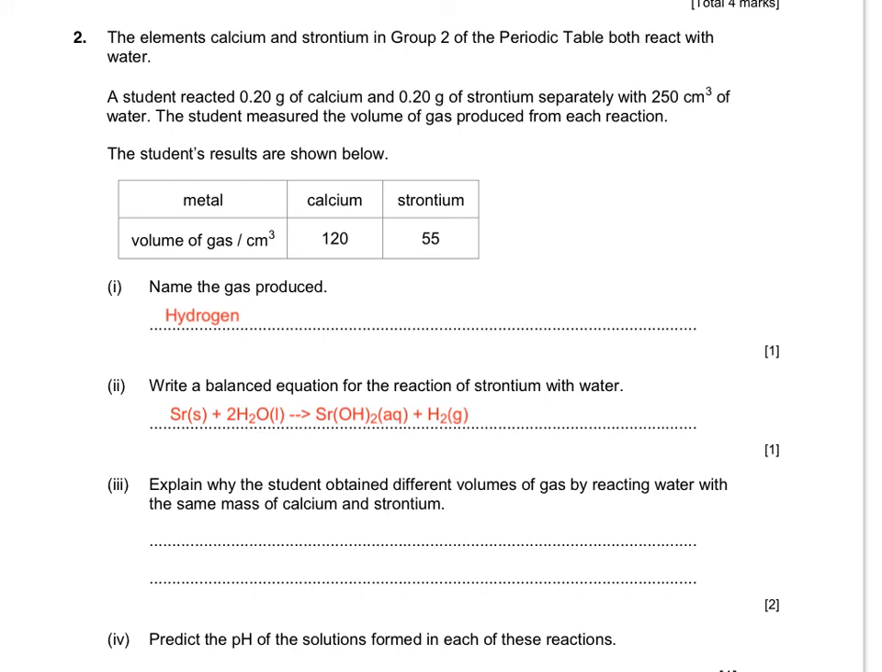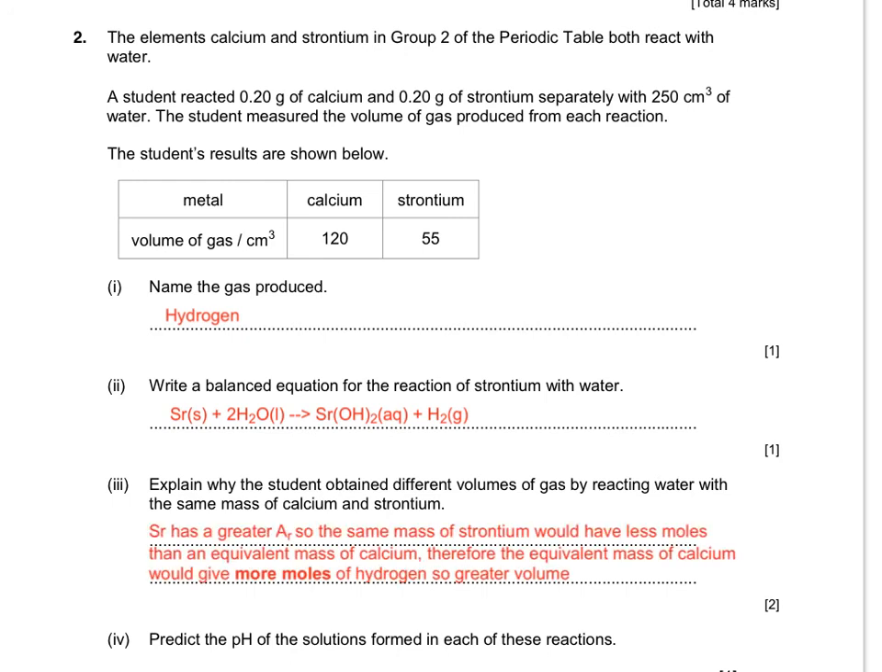So the next question asks us to explain why the student obtained different volumes of gas by reacting water with the same mass of calcium and strontium. Because strontium has a greater relative atomic mass, the same mass of strontium would have fewer moles than an equivalent mass of calcium. So the equivalent mass of calcium would give more moles of hydrogen, so a greater volume of gas.